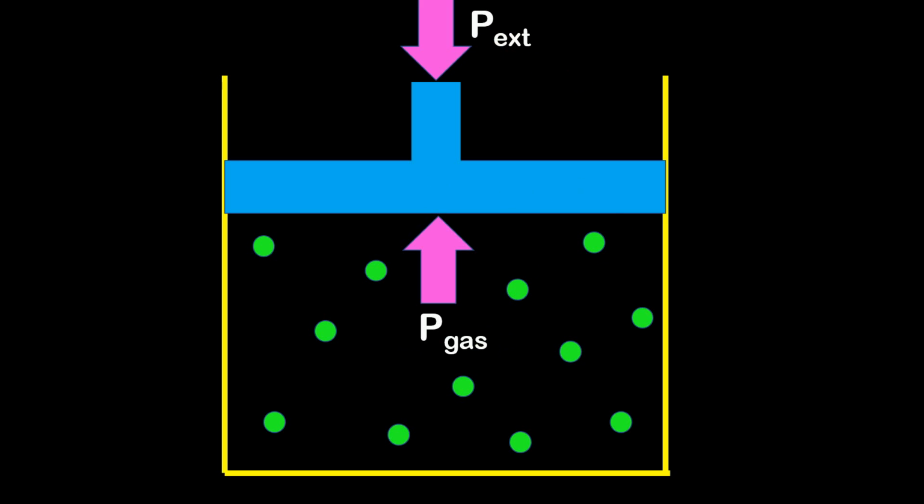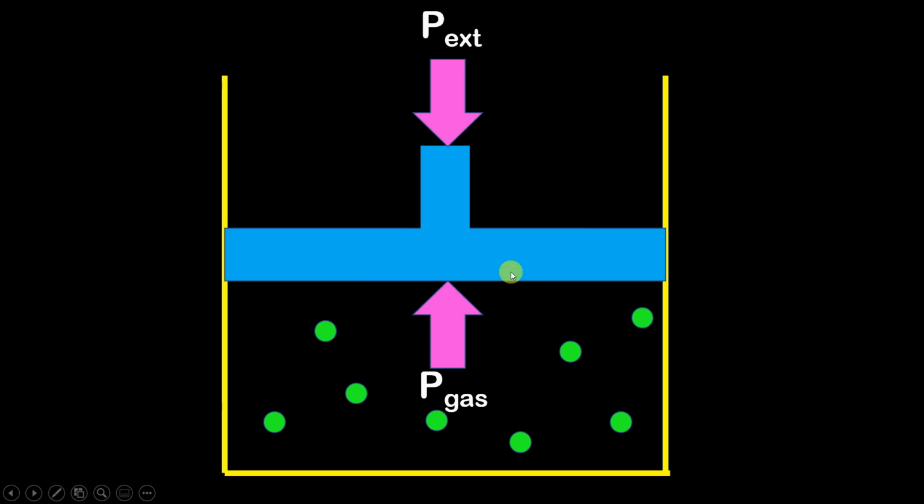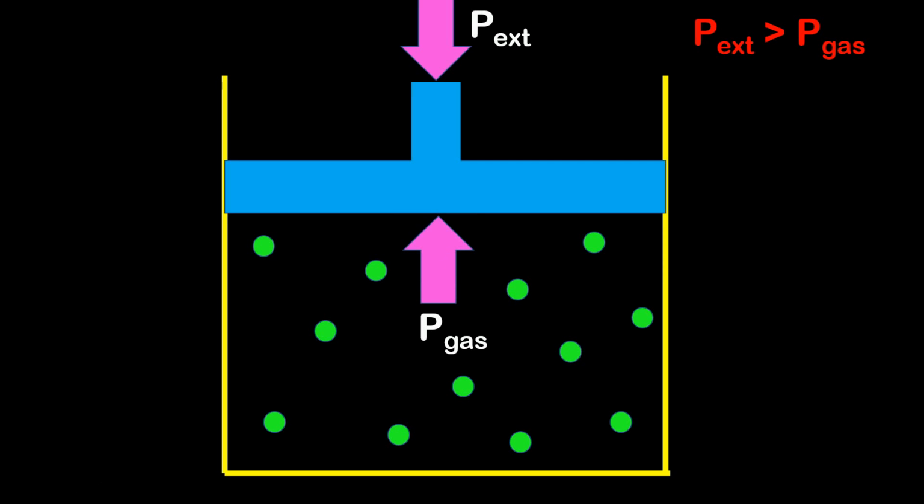But let us consider a condition where the external pressure becomes greater than the pressure of the gas. Then in this scenario, since the external pressure is greater, it will try to push the piston downwards. Am I right? So let's say that now the piston is moved downwards. But when this piston was moving downwards, the volume of the gas was decreasing, and if the volume of the gas decreases, then obviously the pressure of the gas will increase.